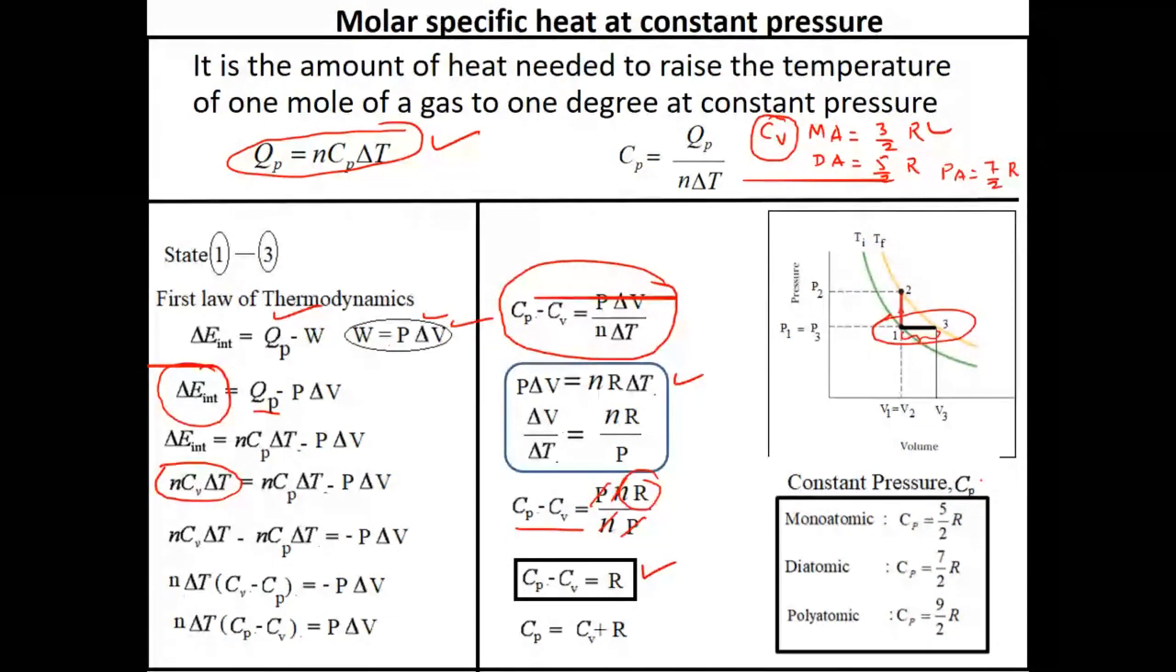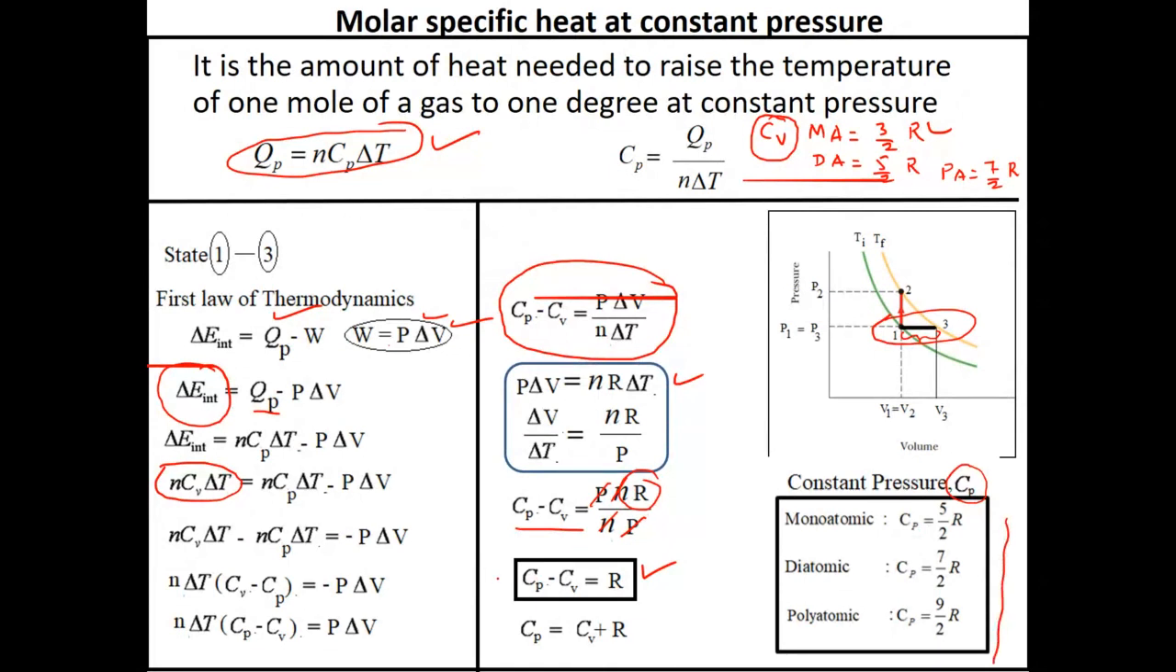Now, my dear, if you have constant pressure, how did we get this equation? How did we get this number? We got this number by using this equation. We know Cp minus Cv is equal to R. Therefore, Cp is equal to Cv plus R. Am I right? Okay, yes.